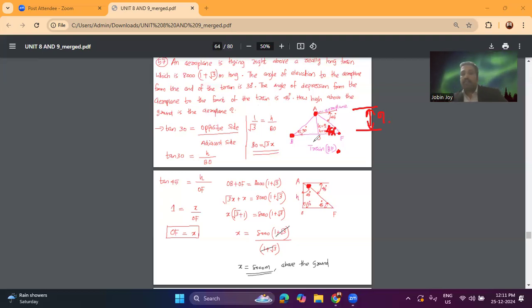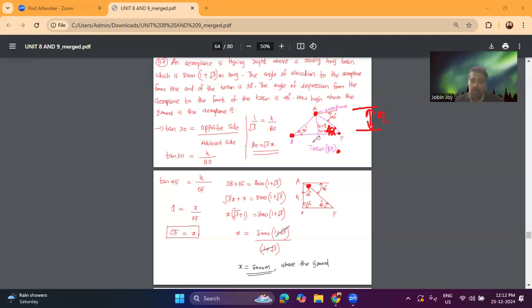So first I am finding tan 30. Tan 30 is equal to opposite side divided by adjacent side, because the opposite side is the height. So tan 30 is equal to h divided by BO. We know tan 30 is 1 by root 3, so 1 by root 3 is equal to h by BO. I am taking h as x. So BO is equal to root 3 x. BO means this distance. Then I will apply tan 45. Tan 45 is equal to opposite side, that means again h by OF. Tan 45 is 1, so 1 is equal to x by OF. So OF is equal to x.